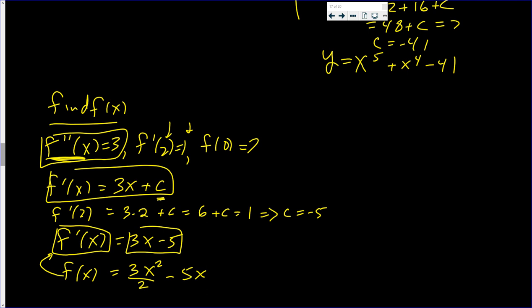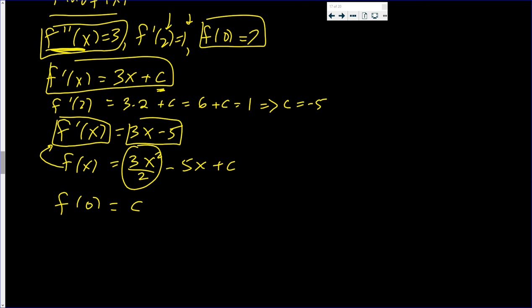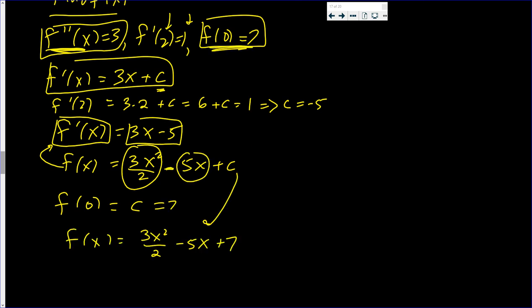On one hand, f of 0 is c, because if you plug in 0 there, you get 0, and there you get 0. 0 minus 0 is 0, plus c is c. On the other hand, f of 0 is 7. So c is 7. So I update this, so that f of x is equal to 3x squared over 2 minus 5x plus 7. There it is. And now I can check, make sure everything works.